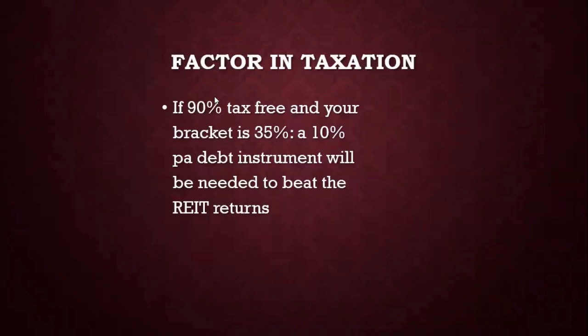And to add to it, there is something that every investor must factor in, which is taxation. As an example, if a particular instrument is 90% tax free, which is one of the features of REITs, for example, Mindspace REIT has a lot of component tax free. So if you have a 90% tax free income and your bracket is 35%, you will really have to do an alternate investing of an instrument which yields you 10% to reach the same level as the Mindspace REIT or a comparable REIT which has a 90% tax-free income.